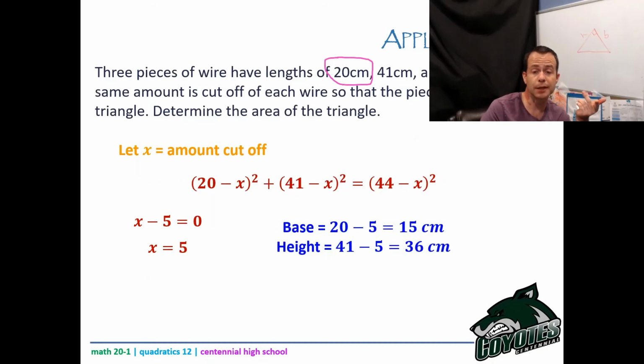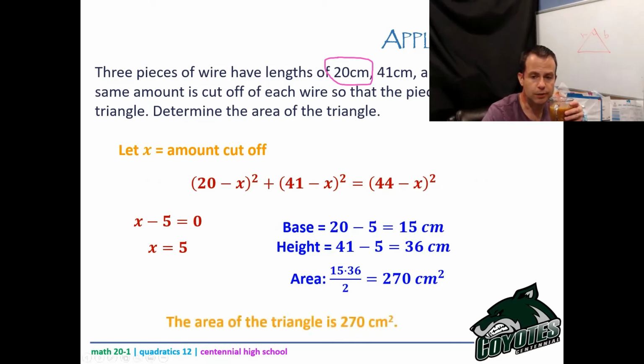So now I plug that into the area formula. Area of a triangle is base times height divided by 2. So I'll go 15 times 36 divided by 2. And that gives me 270 centimeters squared. Okay, so the area of the triangle is 270 centimeters squared.